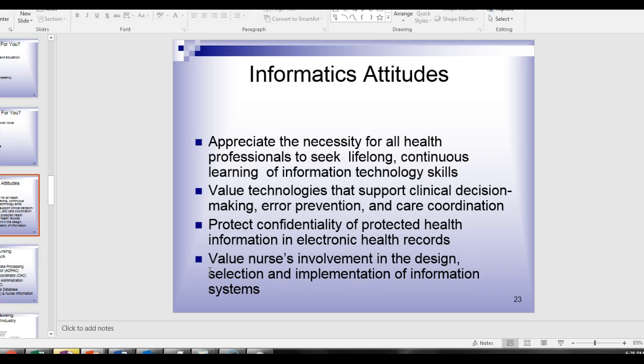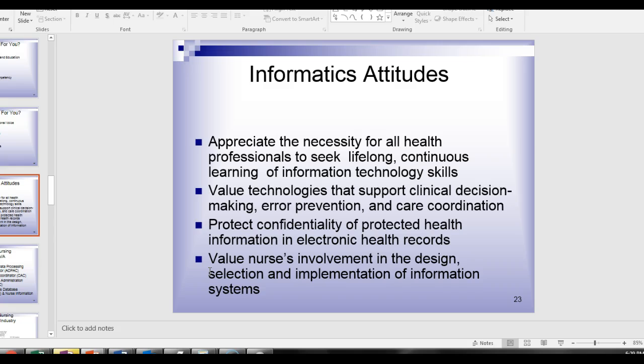So we have to, as informaticists or those who are proponents or supportive of informaticists, change the attitudes of those around us, right? We value technology that supports clinician decision making, error prevention, and care coordination. You don't have to be obsessed with your EMR or your informatics system, but understanding its value is important. It does protect confidentiality a lot better.